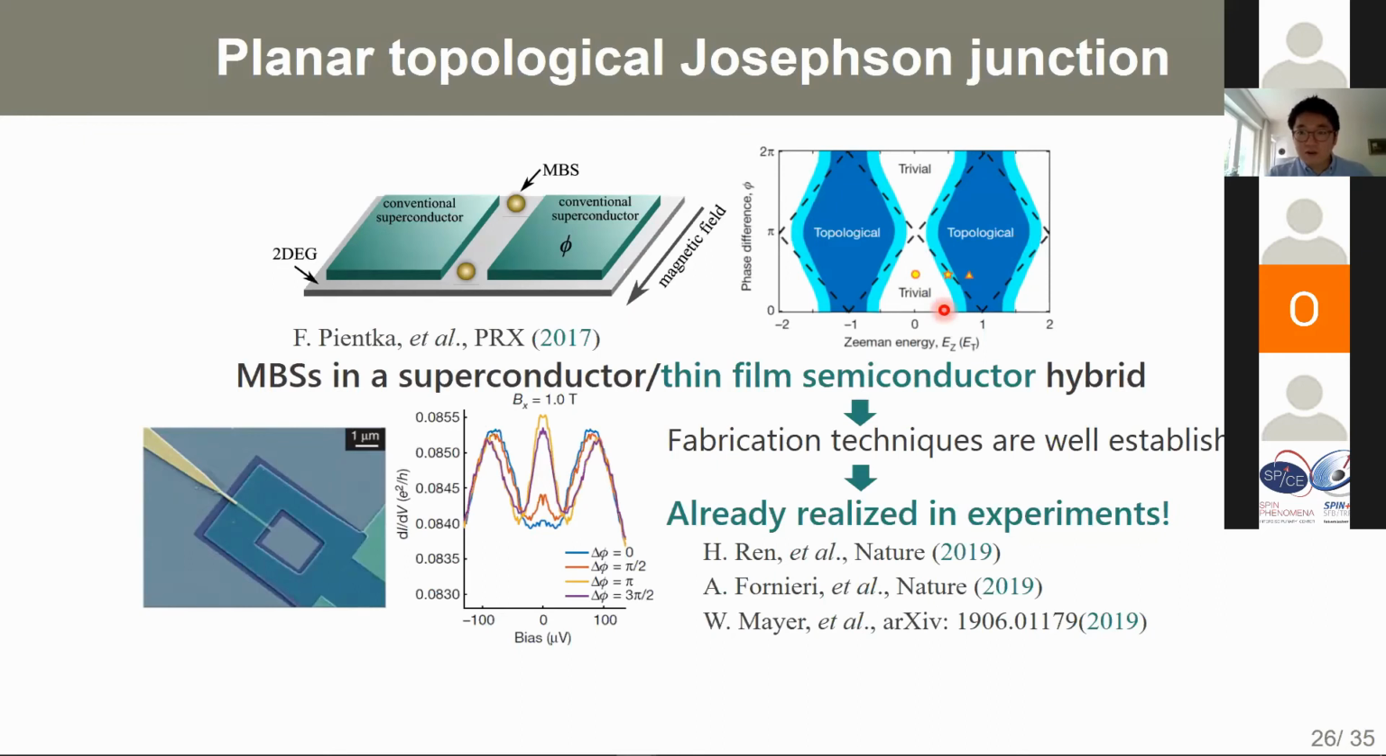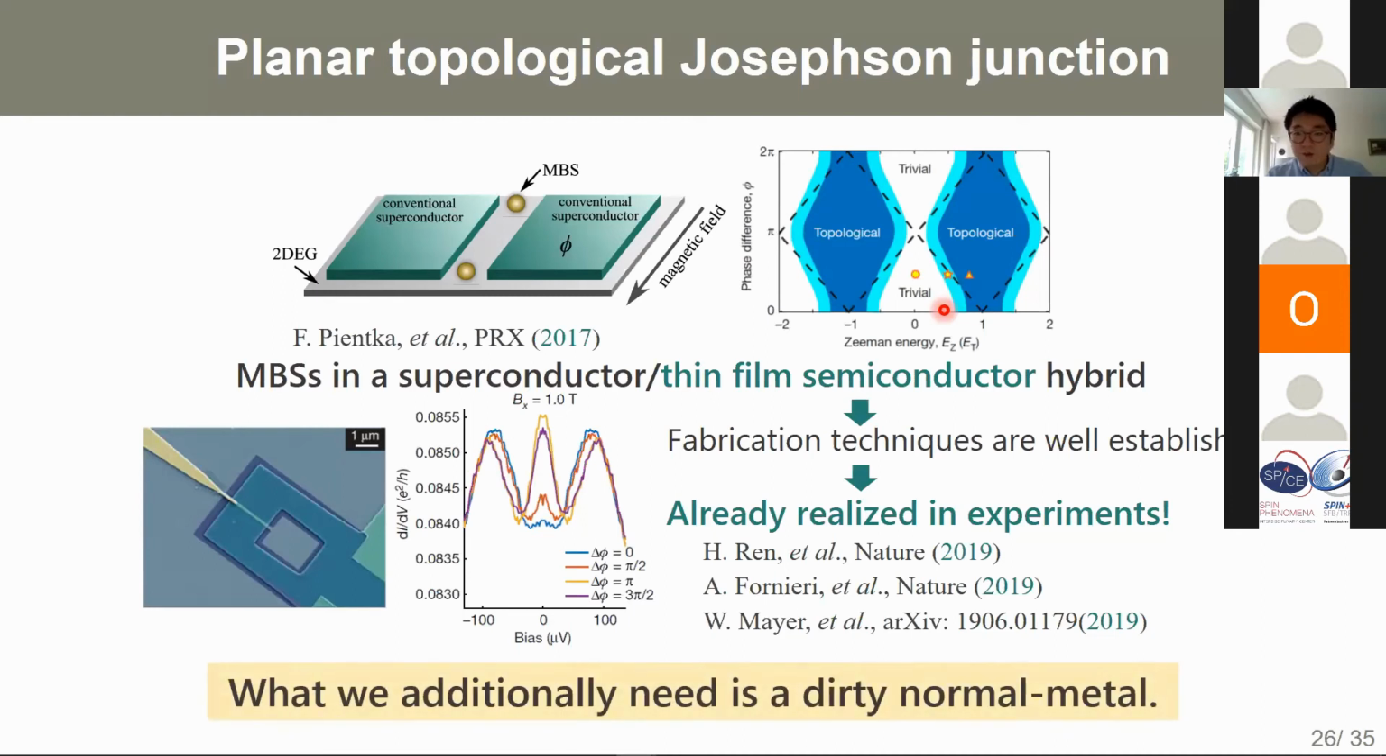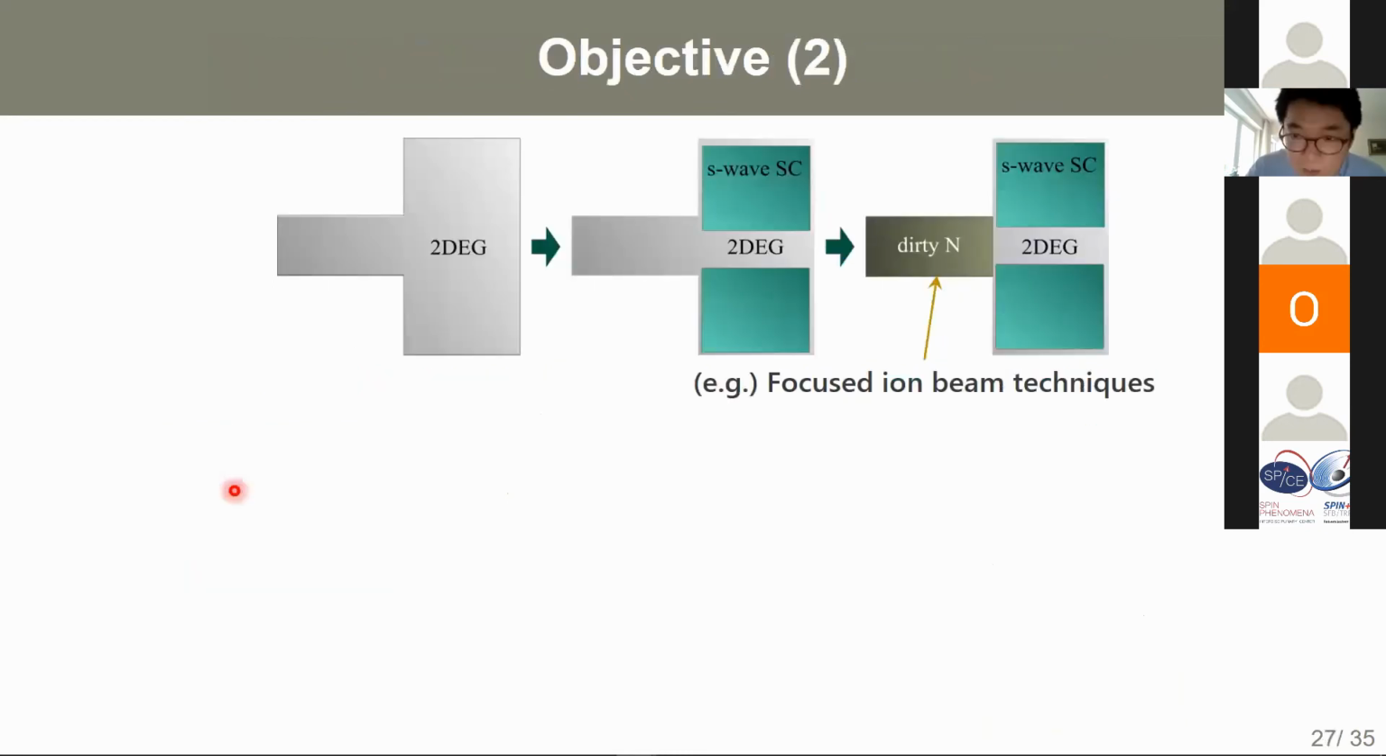So to observe the anomalous proximity effect, what we additionally need is just a disordered segment between the planar topological junction and the contact. I mean, if we can insert the dirty normal segment between the contact and the junction, like here, in that case we can see the anomalous proximity effect. We are not experimentalists, so maybe we need more detailed techniques to realize this junction, but we suppose that it is possible.